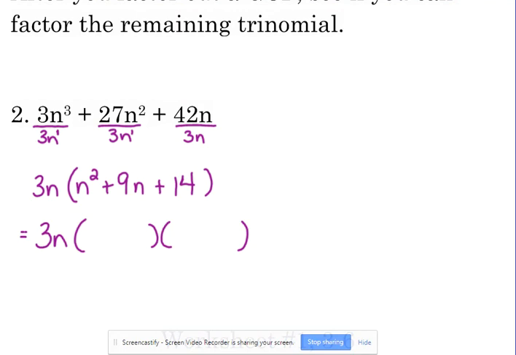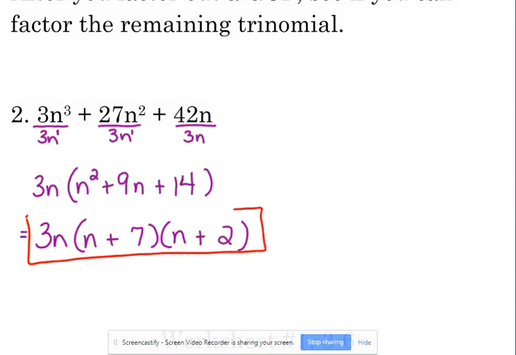Now, this is an easy one to factor because a is 1. That leading coefficient is 1, so I can automatically put n and n. The last sign is a positive, so that means that my signs are the same. My first sign is a positive, so that means they are both positive. And then 7 times 2 is 14, and 7 plus 2 is 9. Don't forget what I mentioned the other day: you can always, always, always check your factoring by multiplying it back out. I'm not going to at this point, but you can always do that. All right, so let's make sure everybody's on the same page with factoring with the GCF.